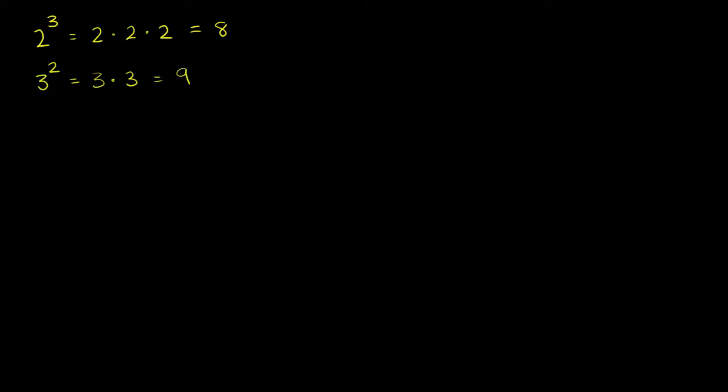Let's do one more of these. I think you're getting the general sense if you've never seen these before. Let's say I have, I don't know, 5 to the 7th power. That's equal to 5 times itself 7 times. 5 times 5 times 5 times 5 times 5 times 5 times 5. That's 7, right? 1, 2, 3, 4, 5, 6, 7.